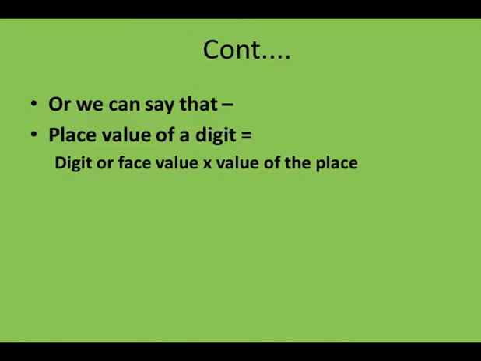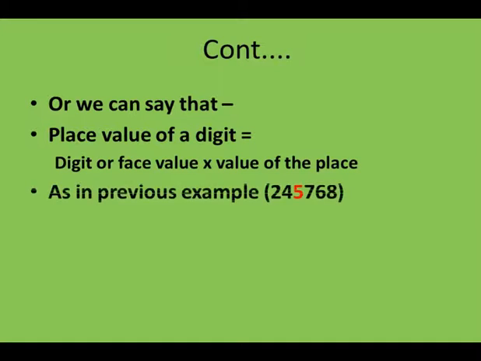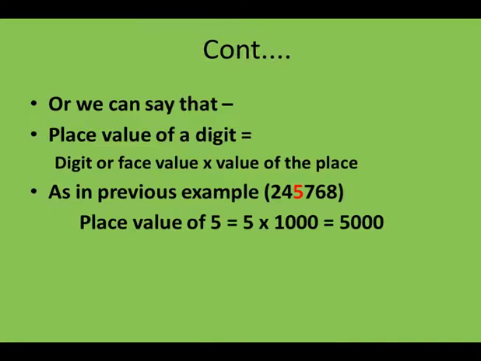The place value of a digit is the face value multiplied by the value of the place, that we have already discussed. And as in the example we have taken 5, again we are reviewing it, as we need to find the place value of 5. So what we have done here, 5 multiplied by 1000, because 5 exists at the 1000 place, so its place value is 5000.